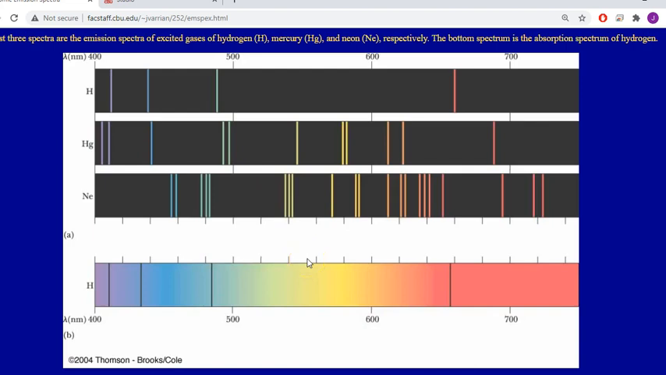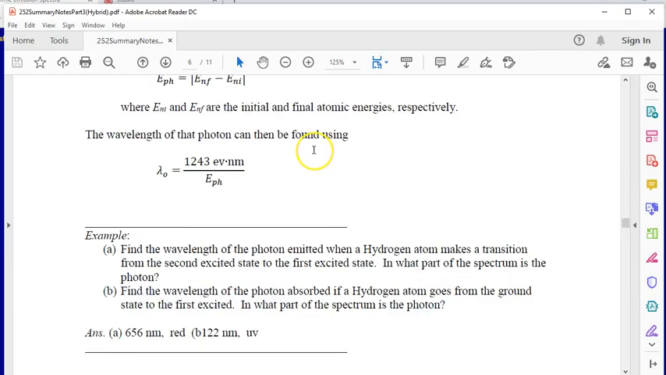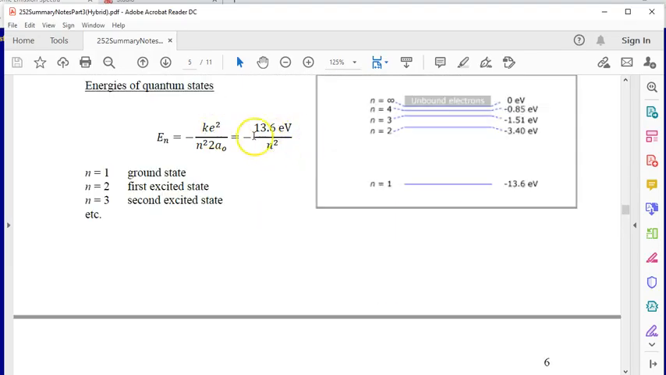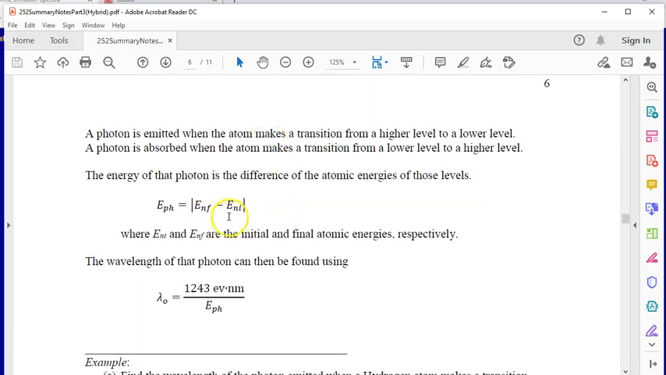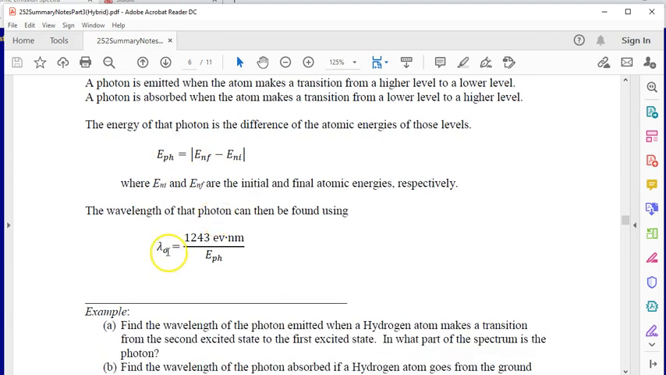which comes from the atomic energy formula, minus 13.6 eV over n squared. You see that right here. You just take the difference between the atomic energies, absolute value gives you the photon energy, and then you can find the wavelength knowing the photon energy.